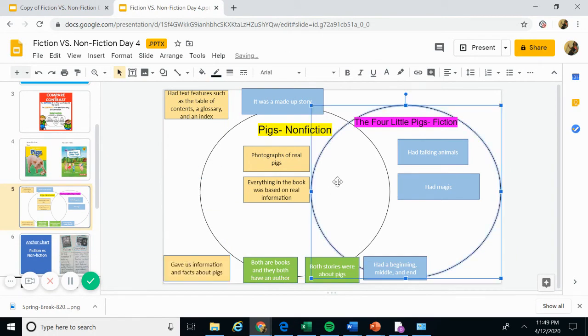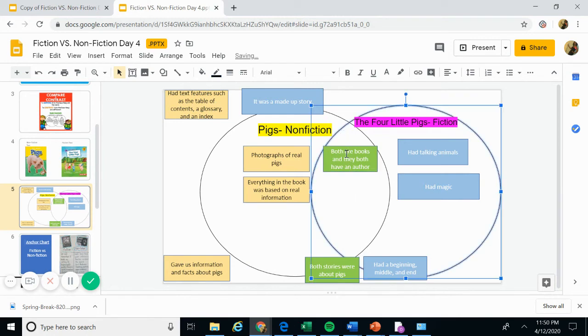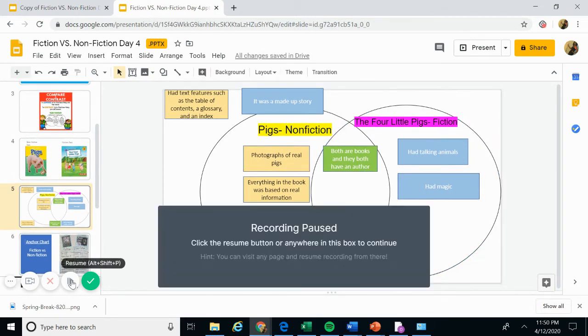But in the middle, remember we said that we would tell how they were the same. When we tell how things are the same, that is when we compare. So we know that both of these stories were the same because, let's move this part right here up into the middle of our Venn diagram. Both are books and they both have an author. An author, boys and girls, is the person that writes the stories.